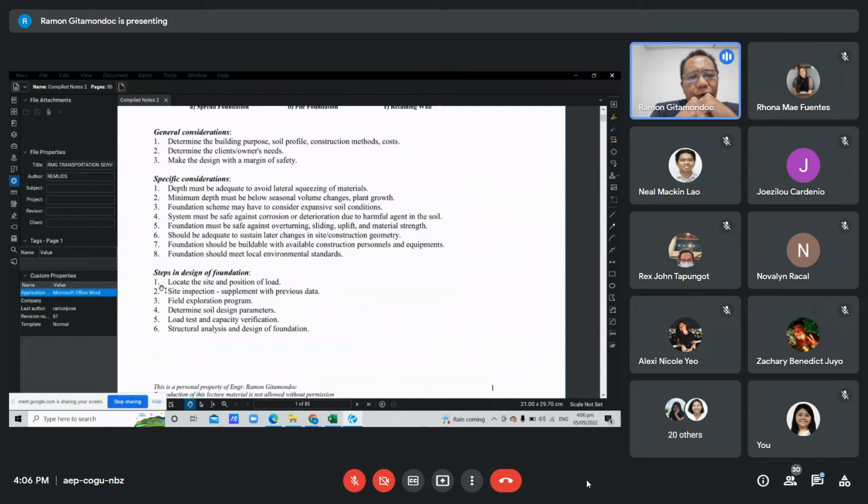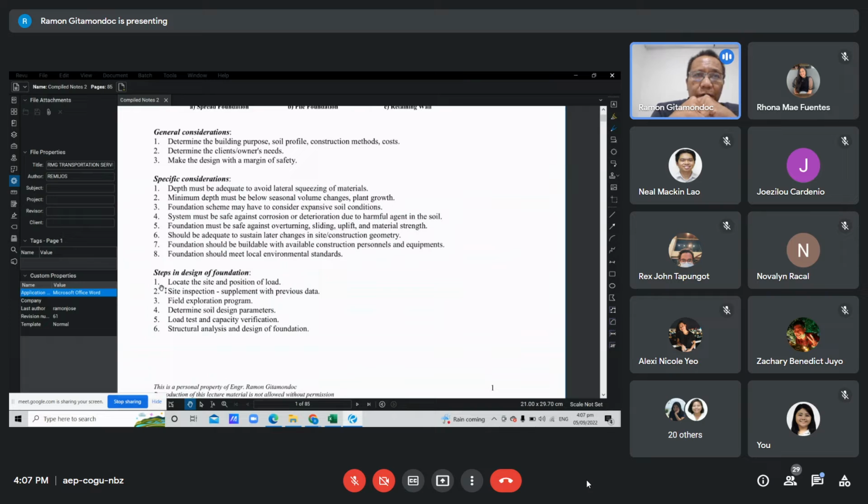Okay, so also we have what we call specific considerations in the design of the foundation. So first, the depth must be adequate to avoid lateral squeezing of the material. So if you place the foundation at a shallow depth, there is a possibility that the soil underneath the footing will be laterally squeezed. So that will result in settlement. So the depth needs to be sufficient to avoid lateral squeezing.